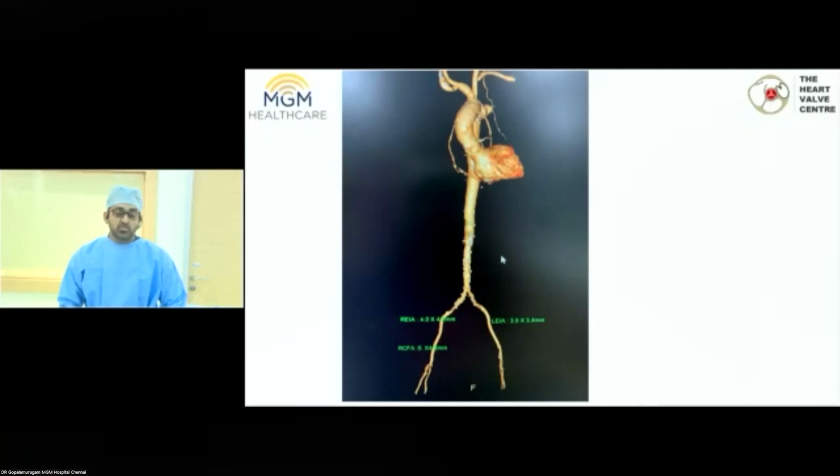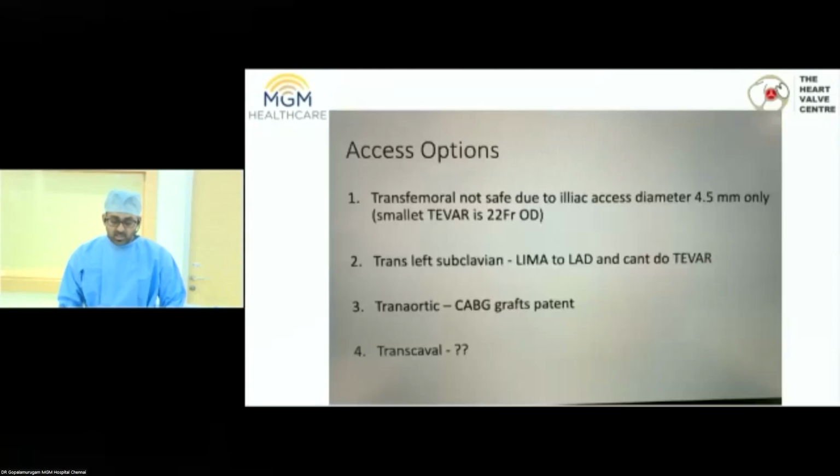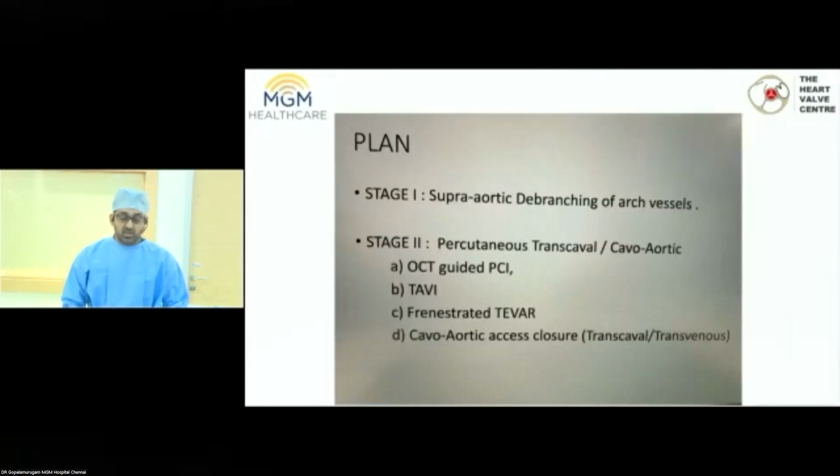So you could argue you can put a TAVR, but we can't do a TEVAR, and we wanted to do all 3 in the same sitting. The access options, namely transfemoral, was not an option, because to do a TEVAR you need a 22 French, which is not going to go through. Left subclavian is an option, but you may only complete the TAVR, but not the TEVAR. Transaortic was not an option because the bypass grafts were patent. So therefore, we decided to do a transcaval, and that's where electrosurgery comes into play.